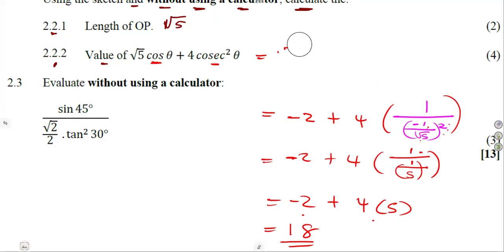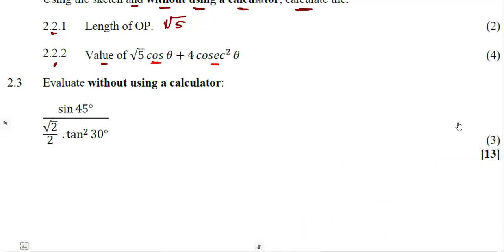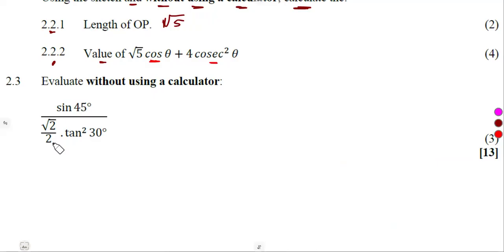Just like that. So guys, do revise as many questions as you can. Then evaluate without using a calculator. This one has nothing to do with that diagram that we had. It is on its own. Just want you to know the special angles.